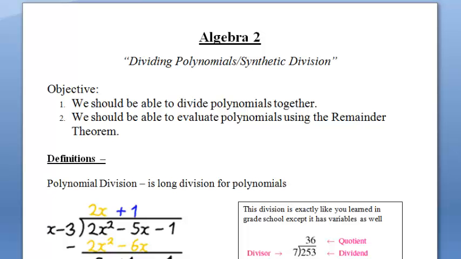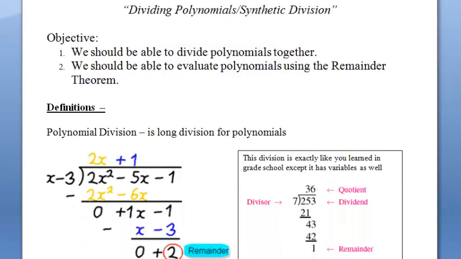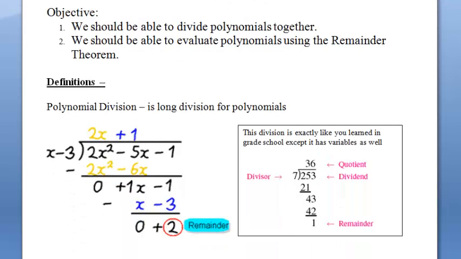Polynomial division is long division for polynomials, and you guys have done long division before. Let's check this out. So right here is an example of polynomial long division, and to the right is an example of long division that you learned in grade school. They are pretty much the exact same thing, so let's walk through these. To the left, we have 2x squared minus 5x minus 1. That is a polynomial, a trinomial, divided by x minus 3. So it's divided by a binomial, x minus 3.